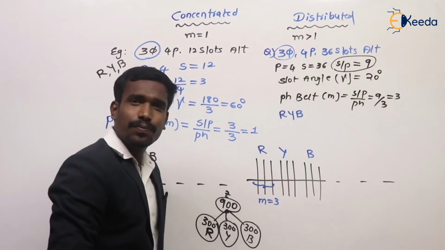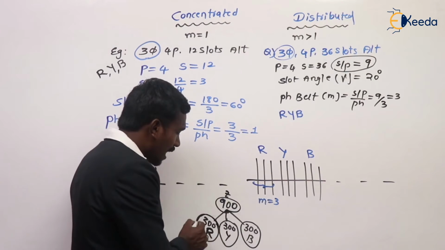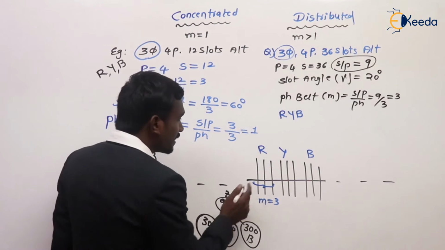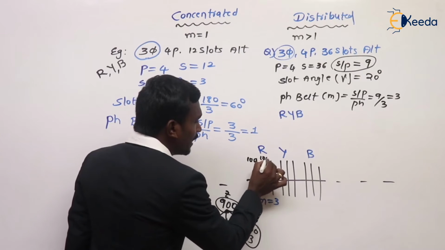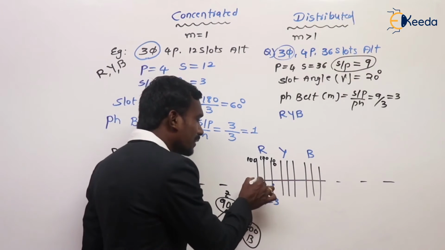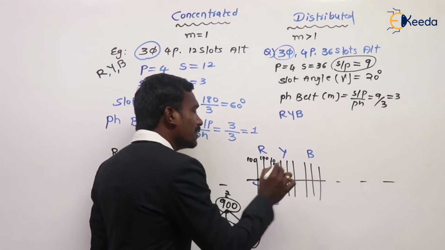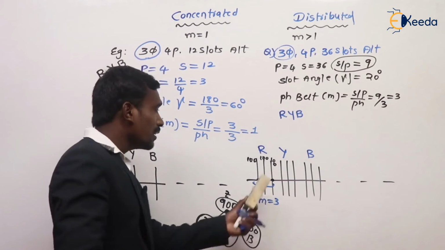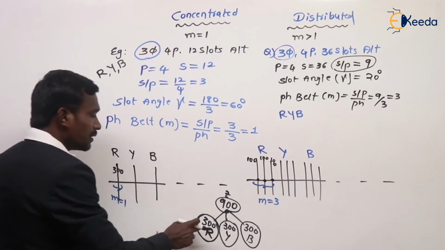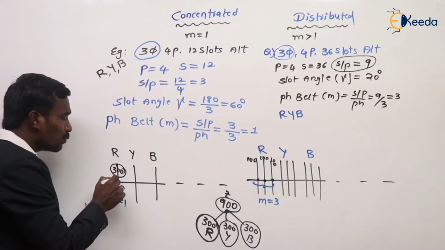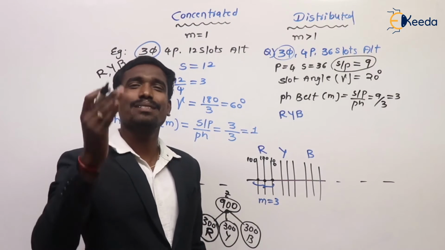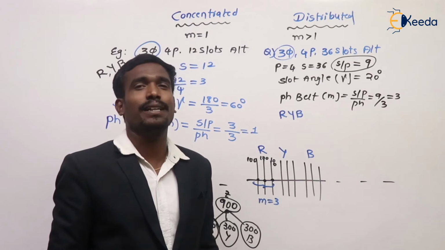But here, R phase has 300 conductors, but these 300 conductors are not concentrated. They are distributed, each 100 conductors: in this slot 100 conductors, in this slot 100 conductors, in this slot 100 conductors. Here, the 300 conductors are distributed over 3 slots. Here, these 300 conductors are concentrated in one slot. Here it is concentrated, here it is distributed. This is simply what concentrated and distributed winding is.